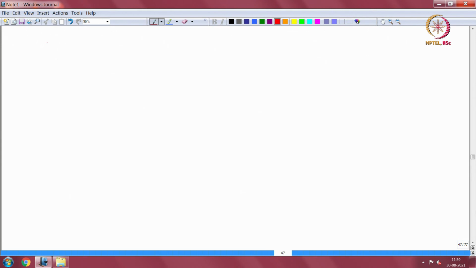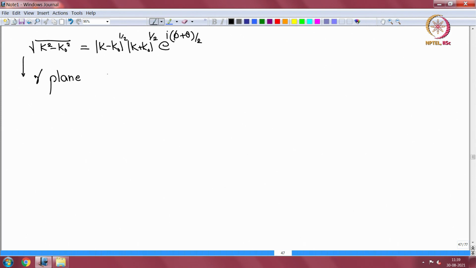what did we do? We looked at square root of k square minus k0 square, and we found it was magnitude k minus k0 to the power half, magnitude k plus k0 to the power half, and now this angles phi plus theta by 2. So this gave a gamma definition, or this gave me a gamma plane that corresponds to k plane.